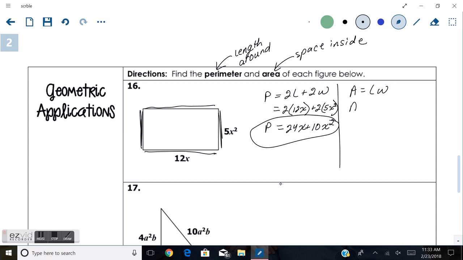That's my perimeter. My area is length 12x times width 5x squared, and to multiply, I say 12 times 5 is 60x times x squared. I'm going to add my exponents. I'll get x to the 3rd, 60x cubed.